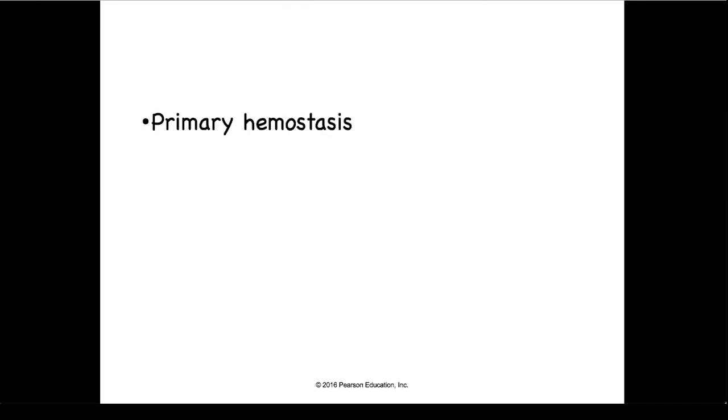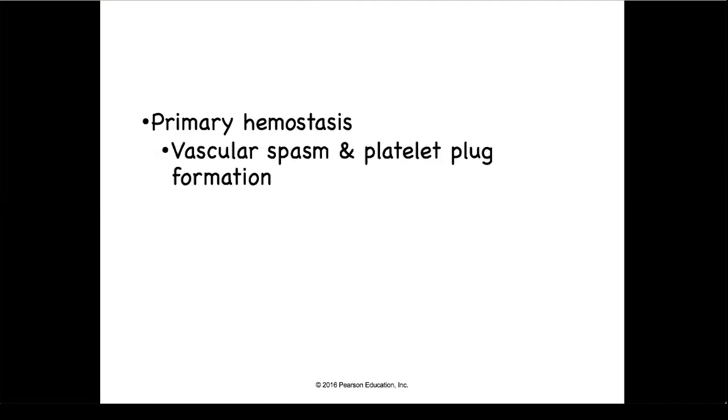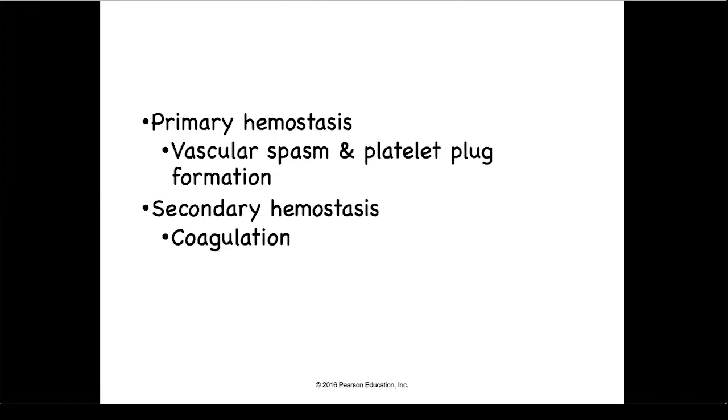There are two types of hemostasis, primary and secondary. Primary hemostasis involves the first two phases, vascular spasm and the platelet plug formation, and secondary hemostasis involves coagulation, the last phase. In small blood vessels with minor breaks, you might only have primary hemostasis, but in larger vessels, you would go to secondary hemostasis to try to stop the loss of blood.